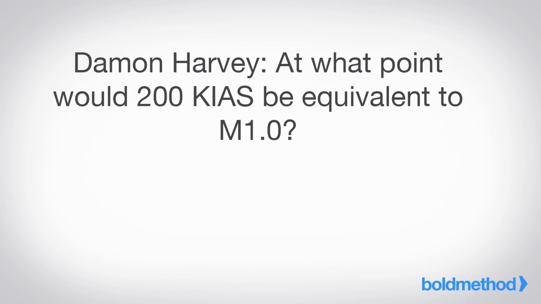But Damon has this question. His is pretty specific, but I'm going to wrap it back with maybe more of a generalization. What Damon says is this: at what point would 200 knots indicated airspeed be equivalent to Mach 1? What I'm going to say is, could you maybe walk us through how Mach number changes as you climb, and what's going to happen to your indicated airspeed as you climb?